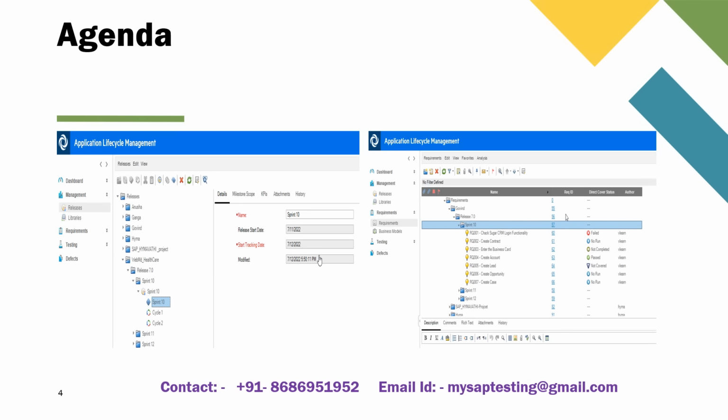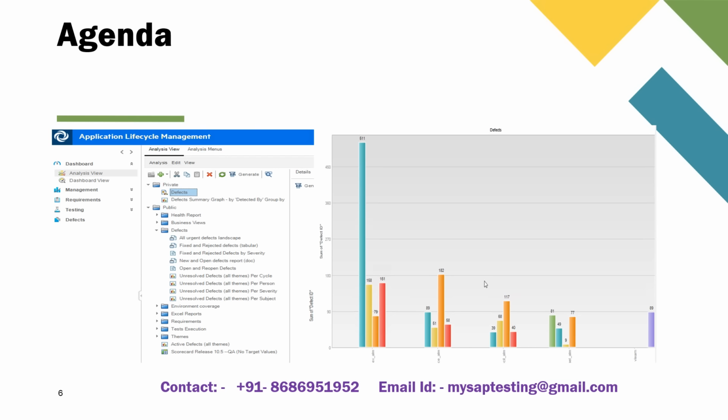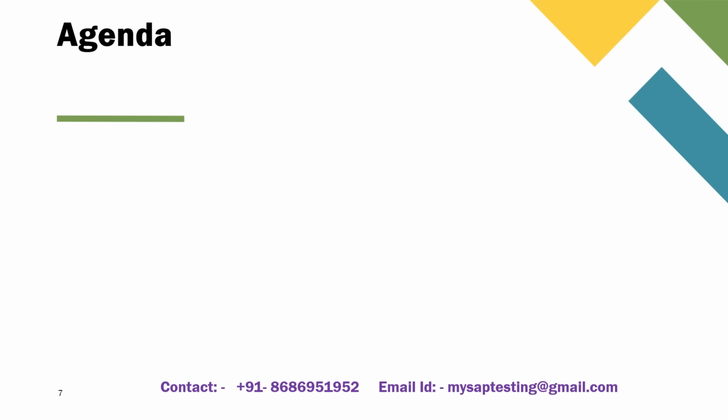So these are a few sample examples of the ALM application. Release management and requirements. This is the test plan. Here are the test cases, and on the right side window, test case execution in the test lab. Here is the application lifecycle dashboard, where we are able to generate graphs.